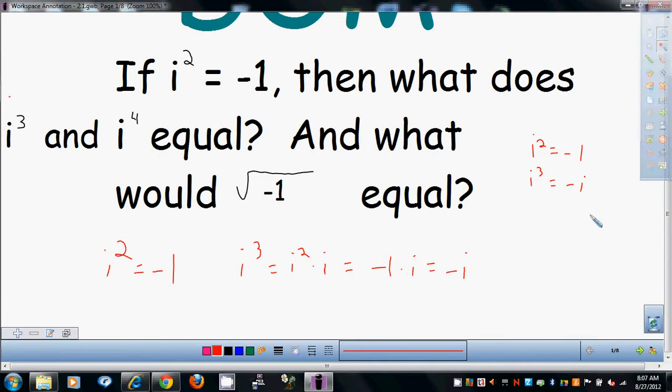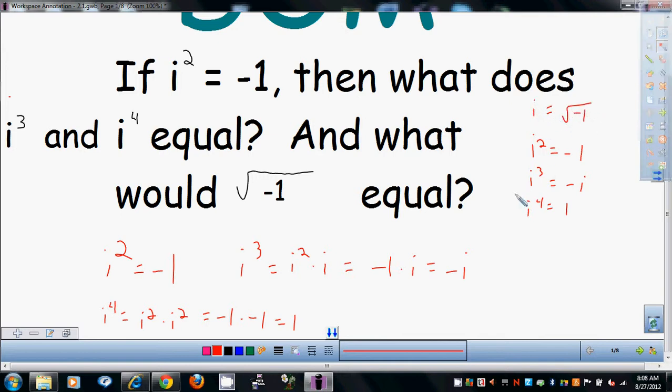What's i to the fourth going to be? Very good, positive 1. Because it's just going to be i squared times i squared, which is negative 1 times negative 1, which is positive 1. And what's the square root of negative 1 equal? i. Very good.